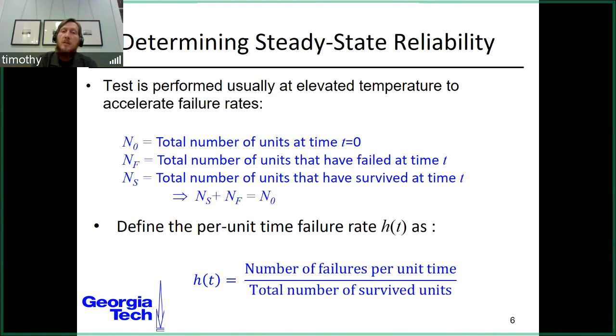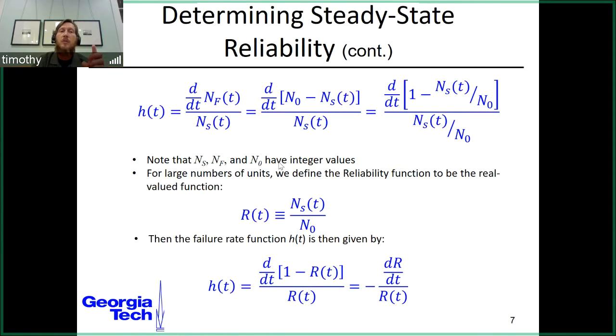So h of t is the number of failures per unit time divided by the total number of surviving units. So this gives a per unit time failure rate. This can often be thought of as a derivative. If we look at the derivative in time, the change in the number of units over the change in time divided by the surviving, but if these are constant, then these become much simpler to work with.